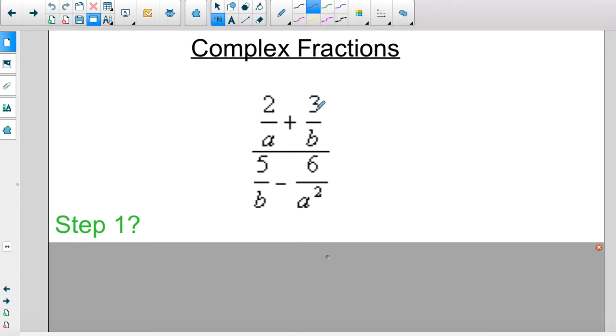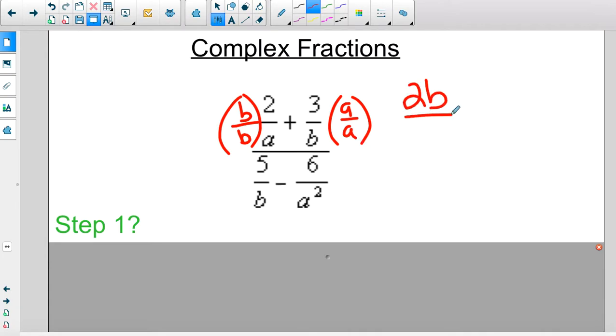2 over a plus 3 over b. So I need to find a common denominator to add those things together. So I'm going to take my 2 over a and multiply it by b over b. And I'm going to take my 3 over b and multiply it by a over a. And then that way, I'm going to get 2b over ab plus 3a over that same ab. And then I'm going to do the same exact thing with the denominator, figuring out a way that I can have common denominators.